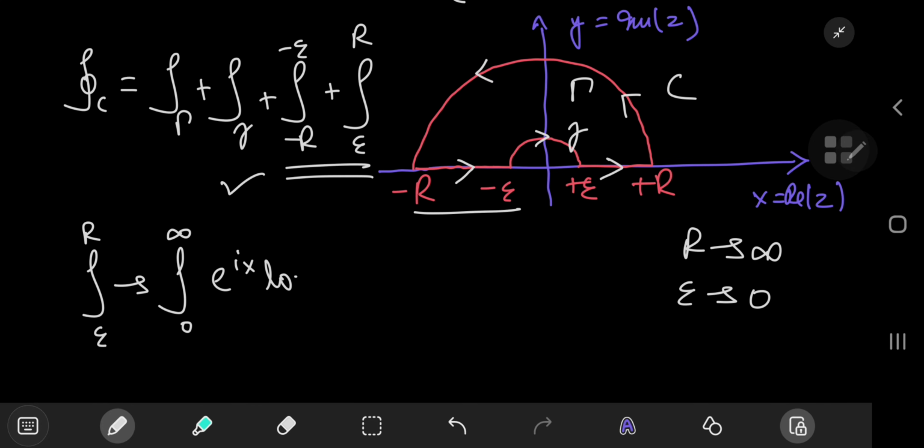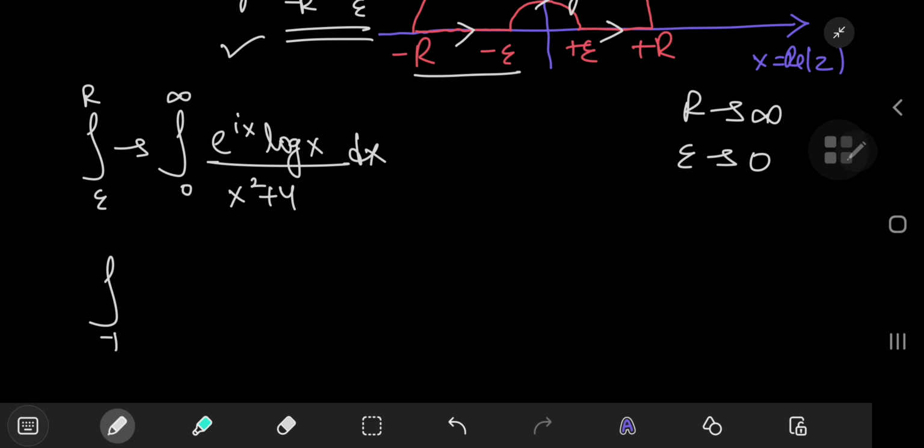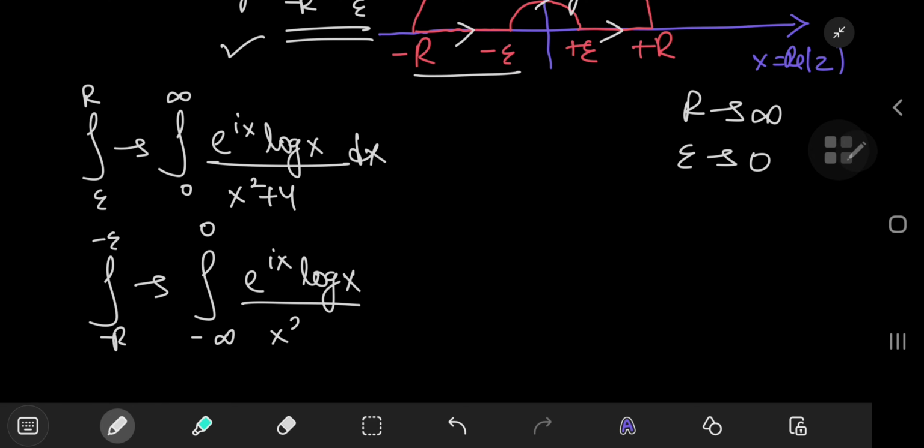e to the i x times log x divided by x squared plus 4 dx. And what about the other integral, the integral from negative r to negative epsilon? Well, that approaches the integral from negative infinity to 0 of e to the i x times log x divided by x squared plus 4 dx.